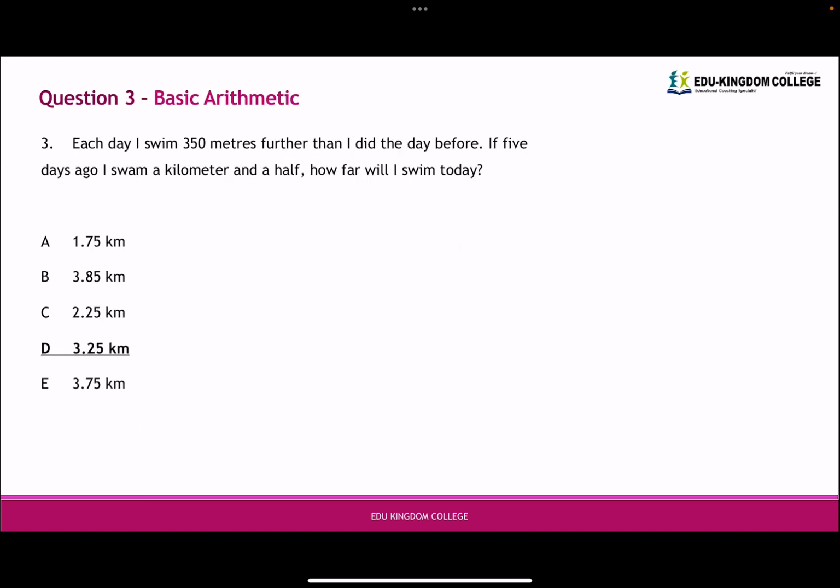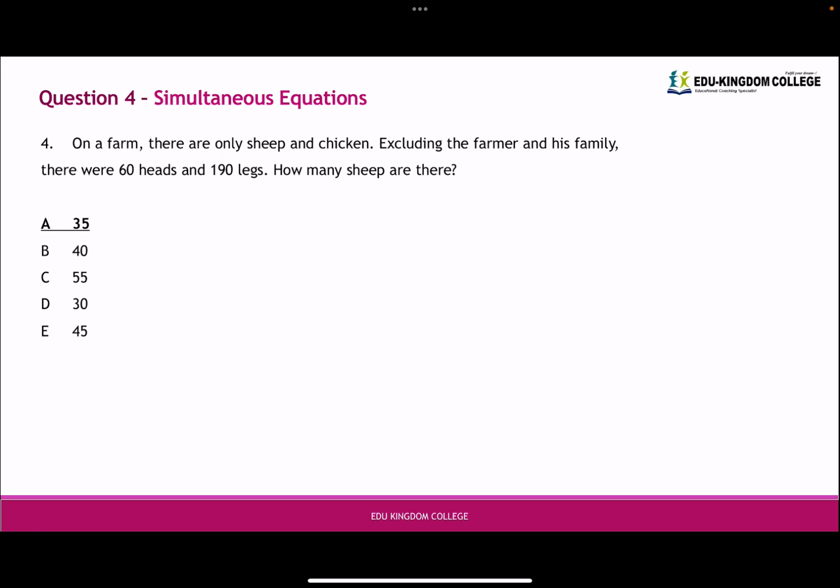Now, question 3. Each day I swim 350 meters further than the day before. 5 days ago, I swam 1.5 kilometers. How far will I swim today? So we're adding 350 times 5, because I swam 1.5 kilometers 5 days ago. I add 350, so I've added 350 5 times, because it's been 5 days. So this is going to be 1,500 plus 1,750, which is going to equal 3,250 meters, or 3.25 kilometers.